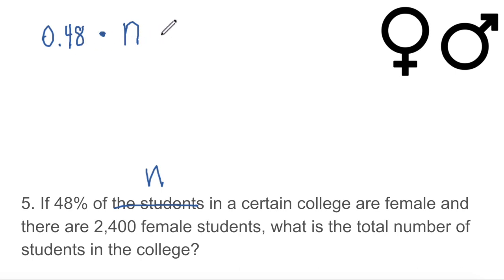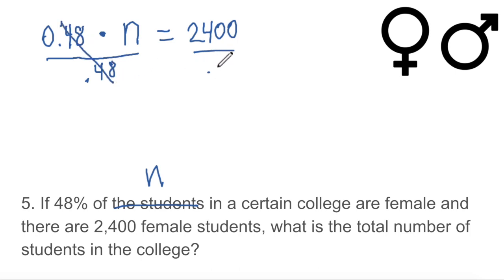So that is the percentage of female students. 48% of the total students is, or equals, 2,400. What is the total number of students? So to get that, we just need to divide both sides by 0.48 to isolate the n. So this cancels out, and we're going to get n equals 2,400 over 0.48, which is equal to 5,000. So there are 5,000 total students in the college.